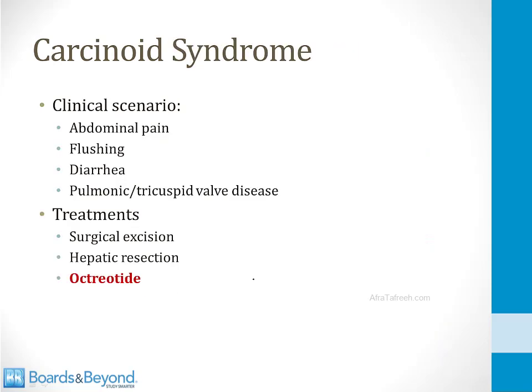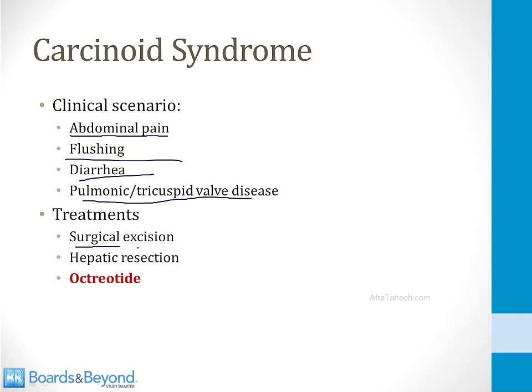So the classic scenario of a patient with carcinoid syndrome is a patient who presents with abdominal pain from the tumor in the abdomen, flushing and diarrhea from the high serotonin levels, and evidence of pulmonic and tricuspid valve disease. There are a number of treatments that can be used. The treatment of carcinoid tumors is complex. They are often metastatic at presentation.